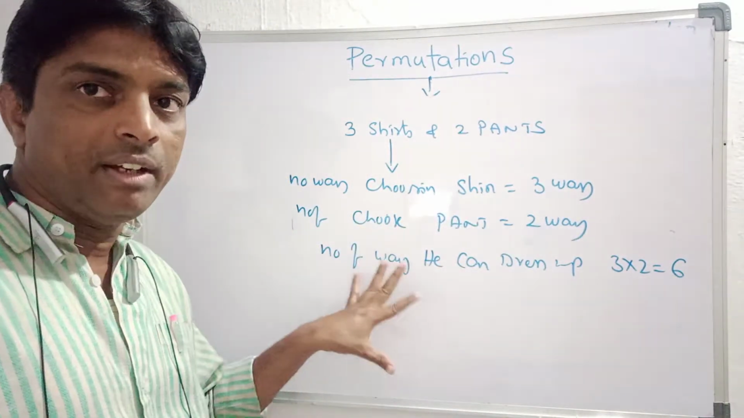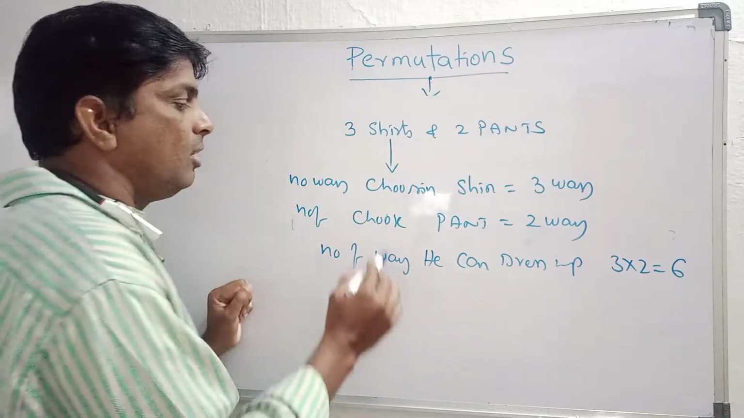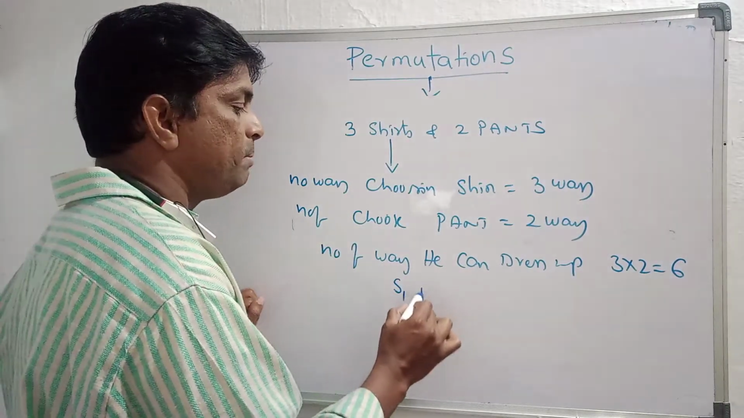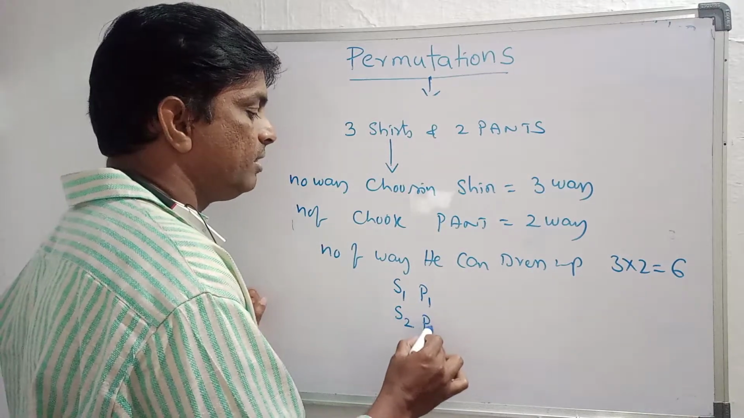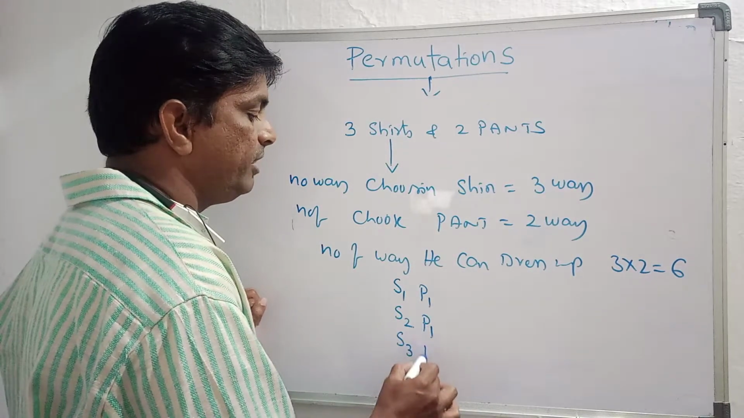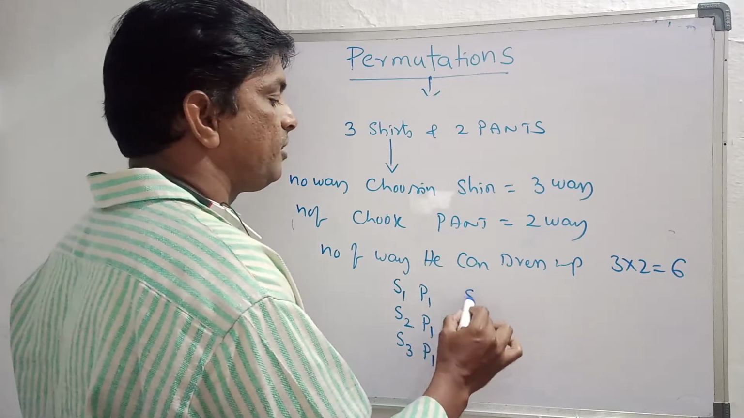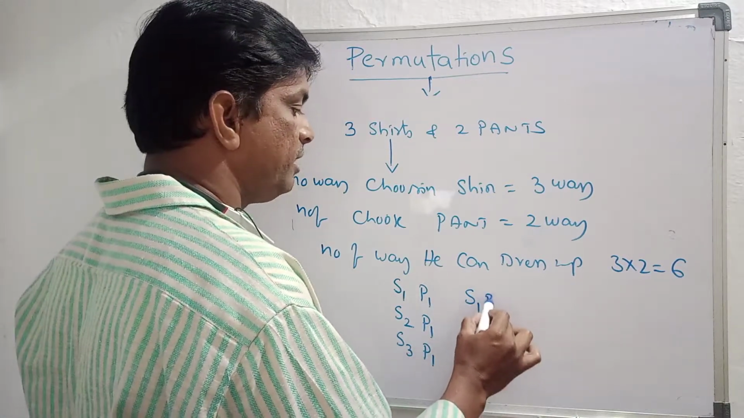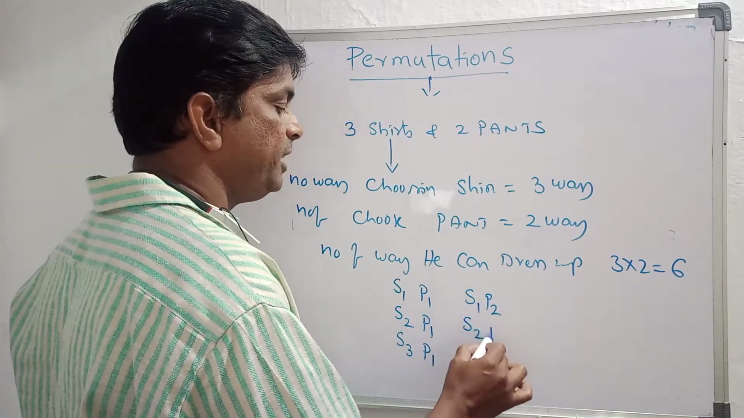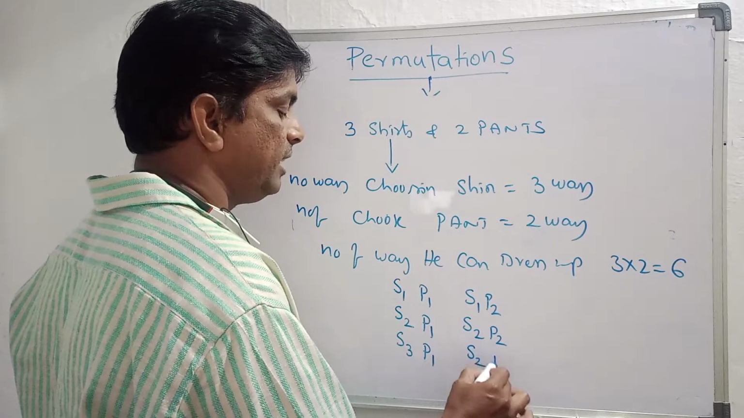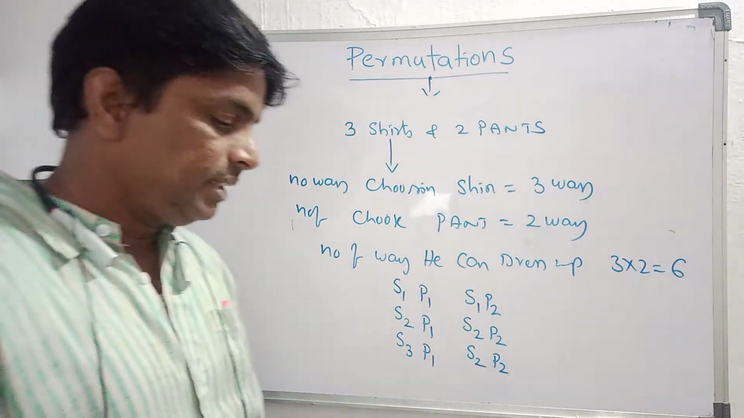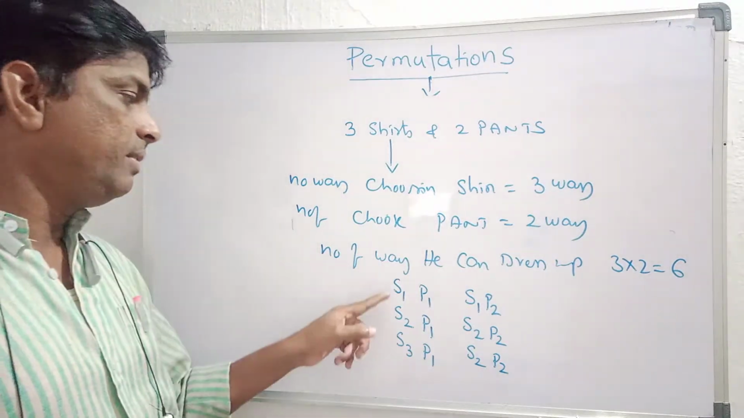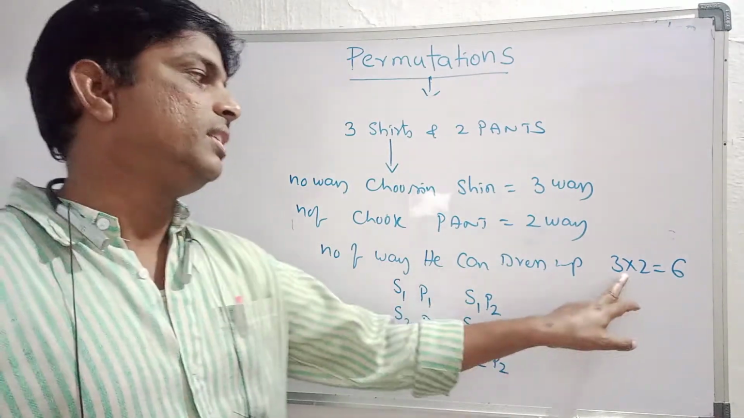Now I will show you what the 6 ways are. On shirt 1 he can wear P1. On shirt 2 he can wear P1. On shirt 3 he can wear P1. Or else on shirt 1 he can wear P2, on S2, P2, S3 and P2. So there are 6 different ways he can dress up for his birthday. Total: 1, 2, 3, 4, 5, 6. Yes, 3 into 2 is 6.